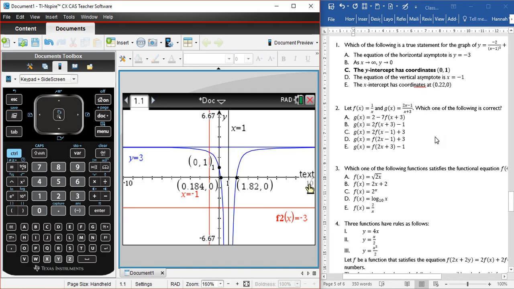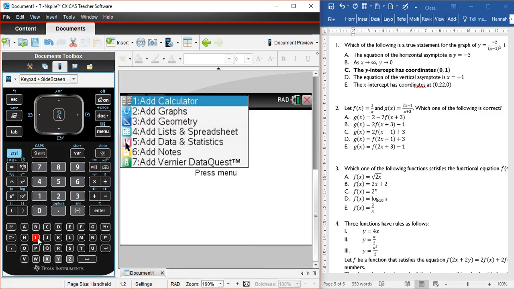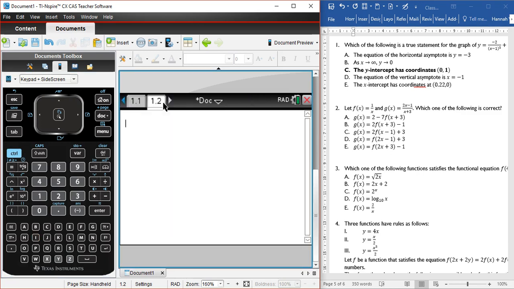And I really want to show you a few things with question 2. So we have two functions, f of x and g of x, and you need to work out which one of these is correct. This is another pretty common type of question in the exam, and this is what define was made for. Okay, define is in the calculator, so I'm gonna press control I, which will open a new page, and add calculator. I'm going to define f of x and g of x.